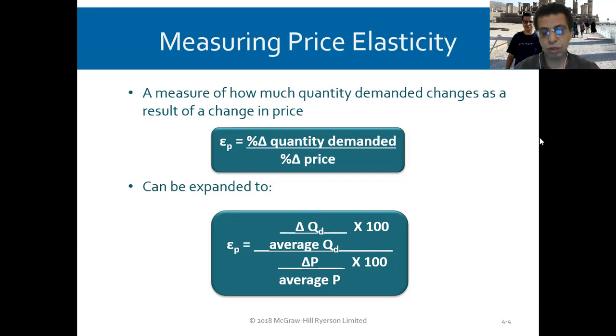And that can be also expanded further. The percentage change of quantity demanded is the change of quantity over the average quantity demanded, and then the change of price over the average of price. So this is how you calculate the price elasticity.